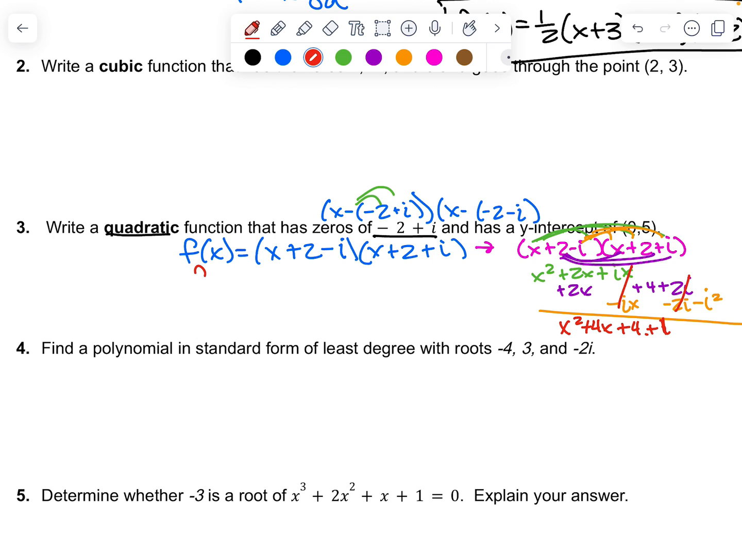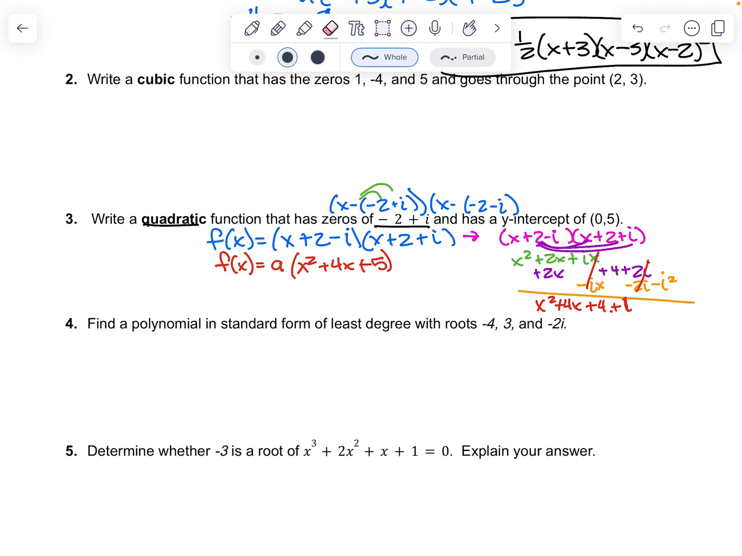So this came from the function f of x equals a, right? We still have that stretch or shrink, times the quantity x squared plus 4x plus 5. So those imaginary roots came from that quadratic. So now I need you to use that point of 0, 5 to find that a value, and then finish this first page. So go ahead and pause this video, and you can finish this first page with the people around you.